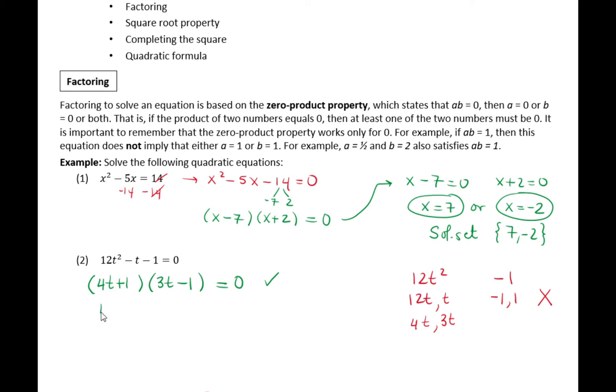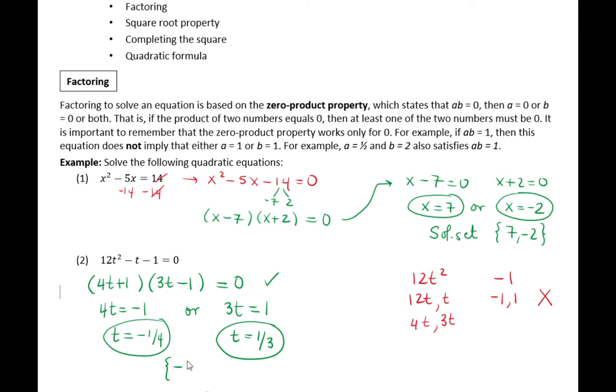So from here I got 4t equals negative 1, so that's going to be 0. So t needs to be negative 1 over 4. That's one solution. Or I got 3t equals 1, and then t will be simply 1 over 3. So these are the two solutions that we get. You can write the solution set as negative 1 over 4 comma 1 over 3.